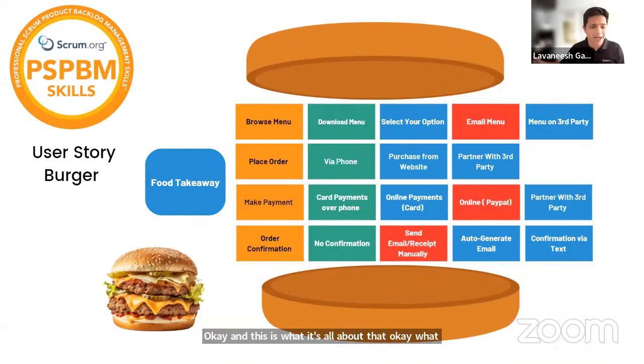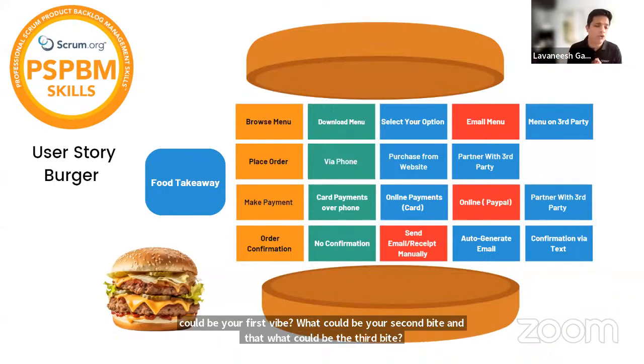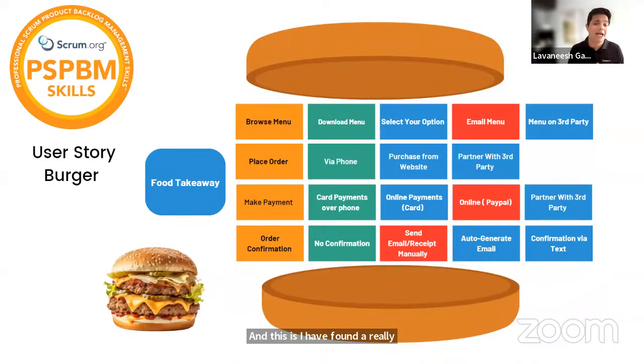What could be your second bite? And then what could be the third bite? I have found this a really great way of refining our product backlog items as well. Something that you can take into your product backlog refinement sessions, or if you're doing it ad hoc, and think about what could be the multiple ways we can deliver these steps.